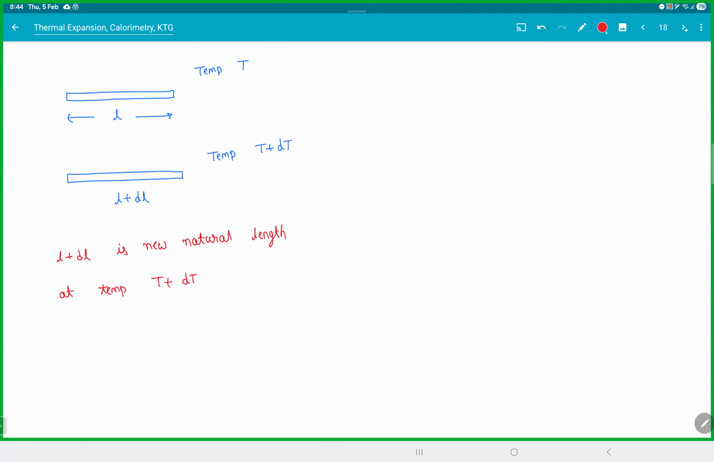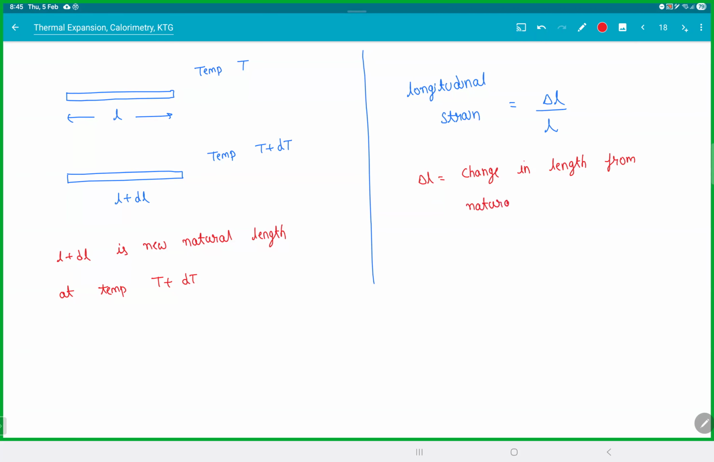Now, in elasticity, when you took that longitudinal strain, delta L by L, in this, the delta L was the change in length from the natural length. Both the deltas are not the same, right?